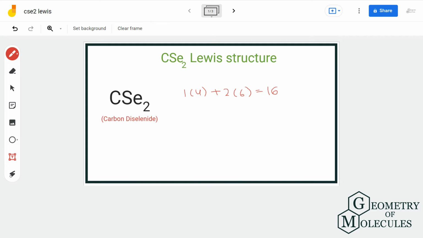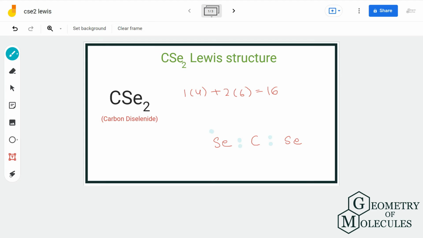Let us see the arrangement of atoms. We will put carbon in the center as it is the least electronegative element among the two, and we will arrange 2 selenium atoms around it. For the arrangement of electrons, we will put a pair of electrons between the atoms for bond formation. This way we have used a total of 4 valence electrons out of 16.